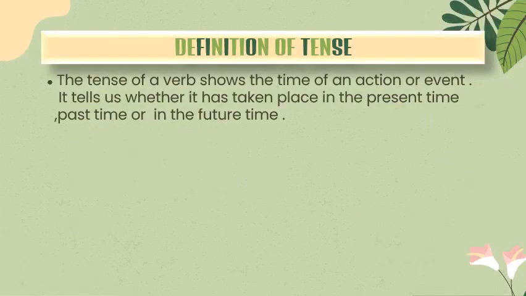What is tense? The tense of a verb shows the time of an action or event. It tells us whether it has taken place in the present time, past time, or in the future time.